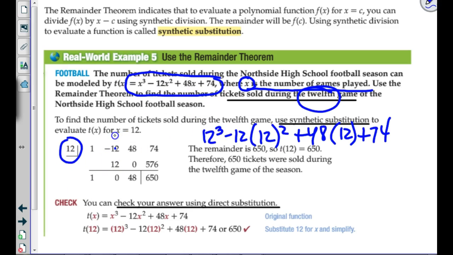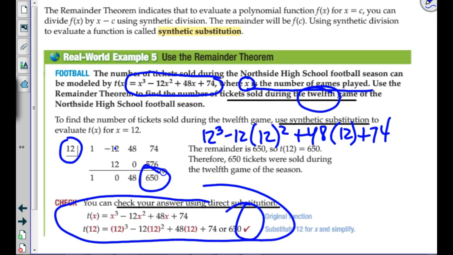It just so happens synthetic division is really short for this one. Bring down the 1, times 12 is 12. Add it to this negative 12, it's 0. 12 times 0 is 0. 48 and 0 is 48. Multiply, add, you get 650. So you could put it in, which is what they did down here, and get 650, or you could do synthetic division. I probably would have typed it in.